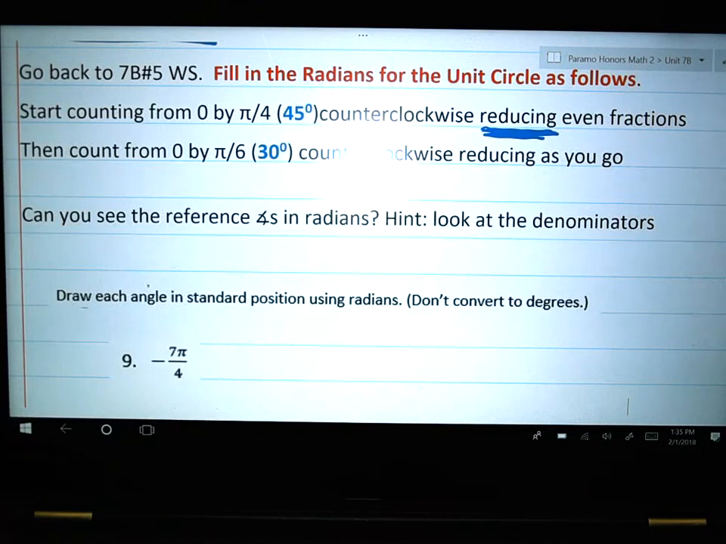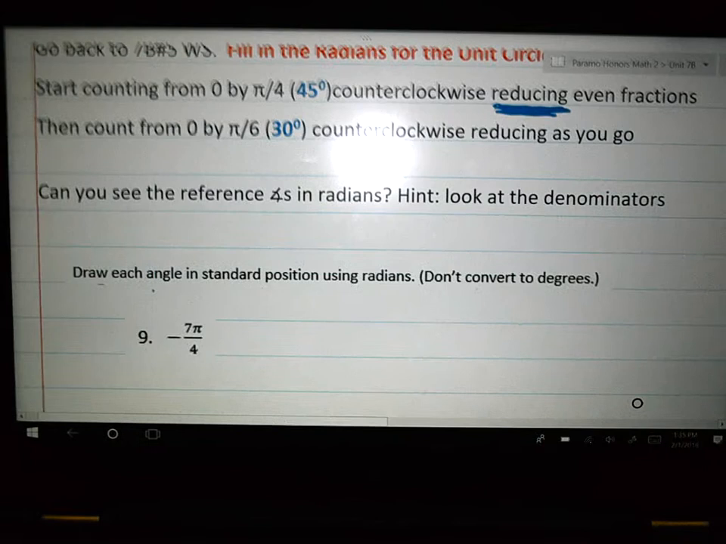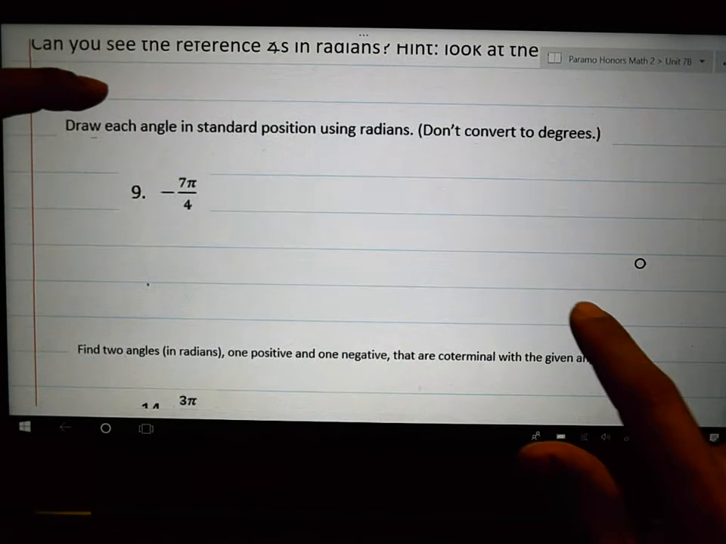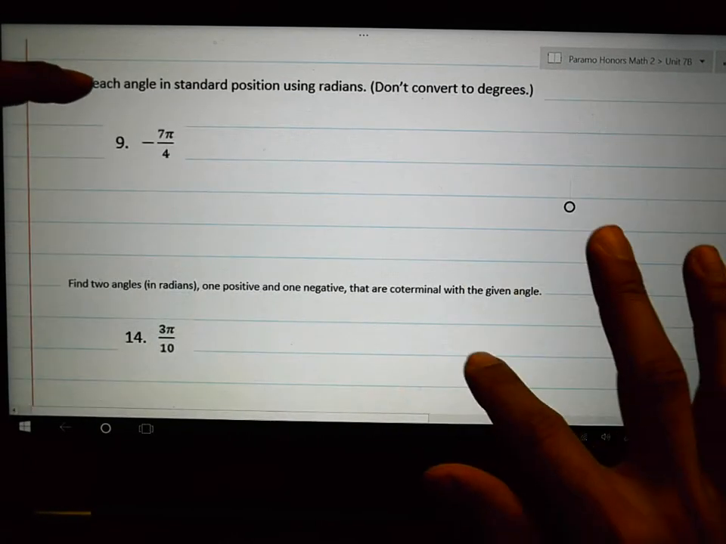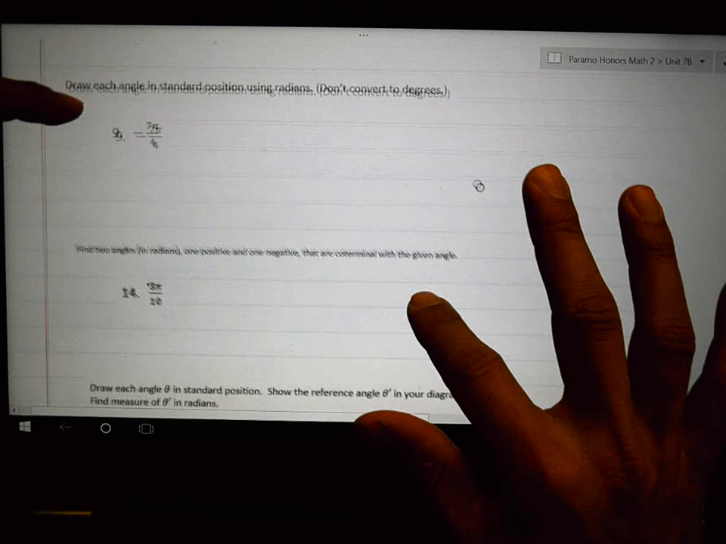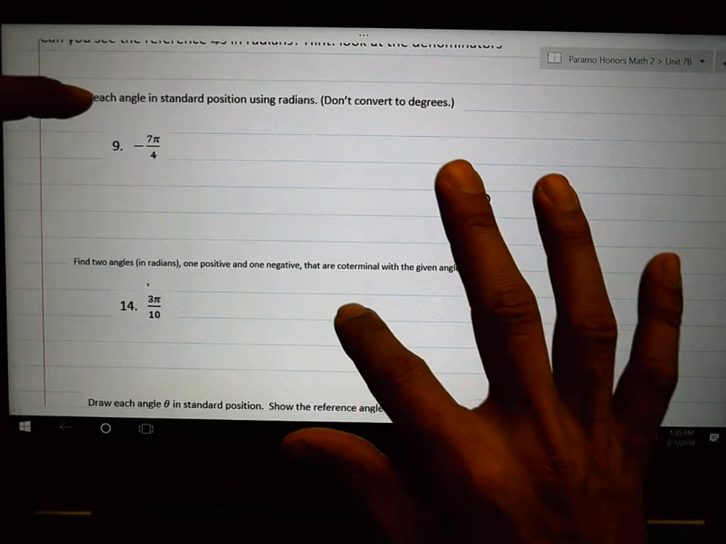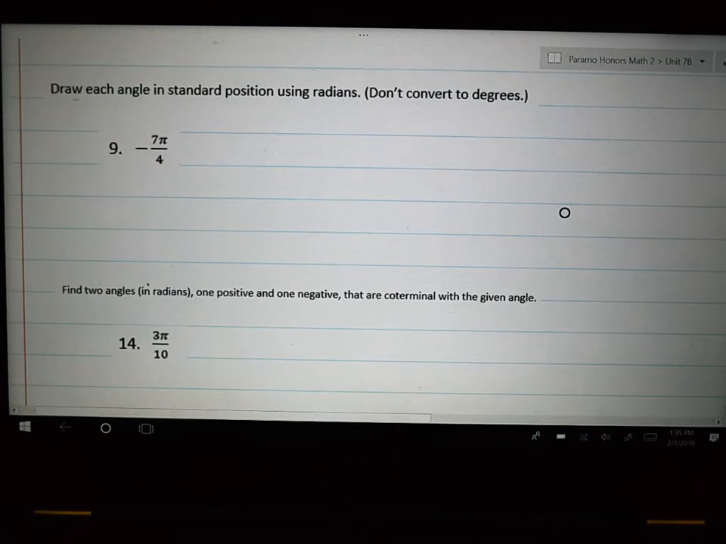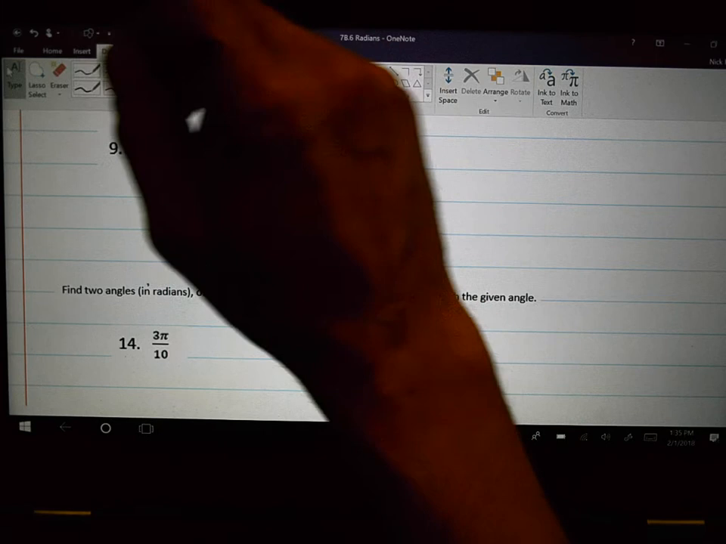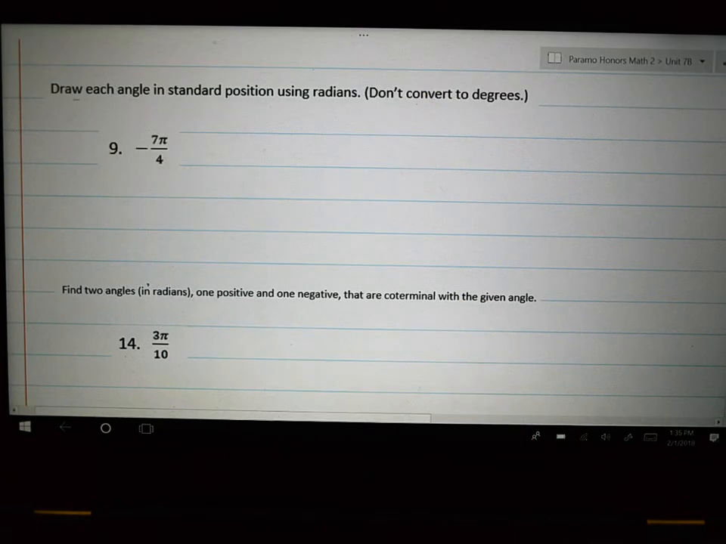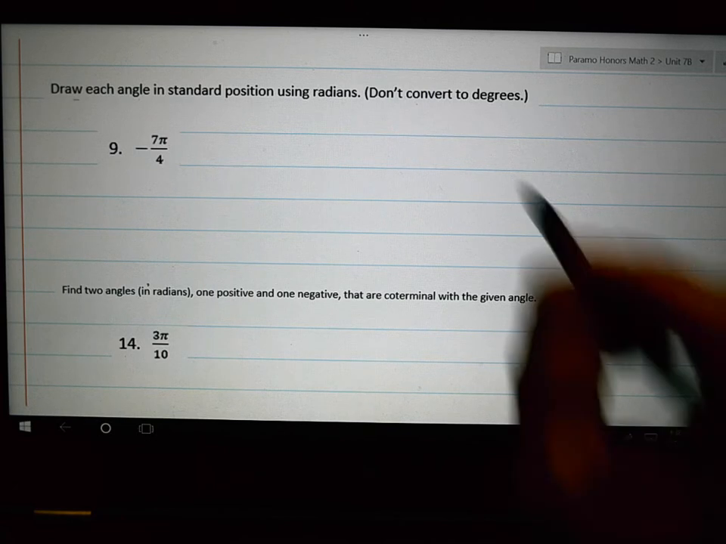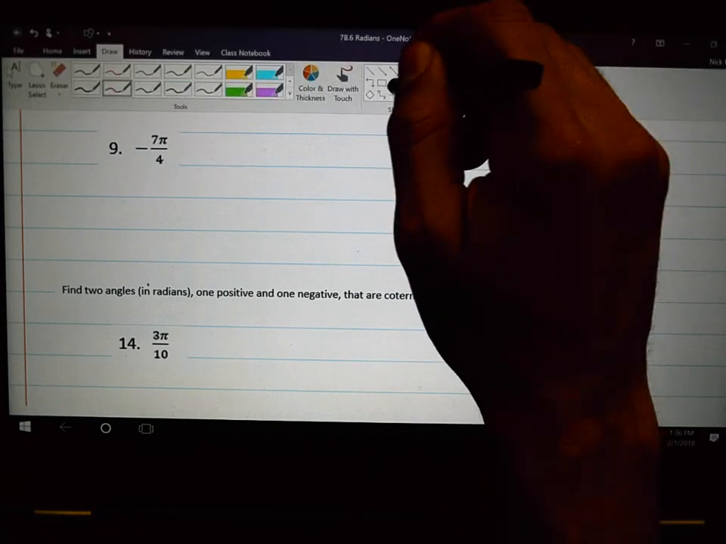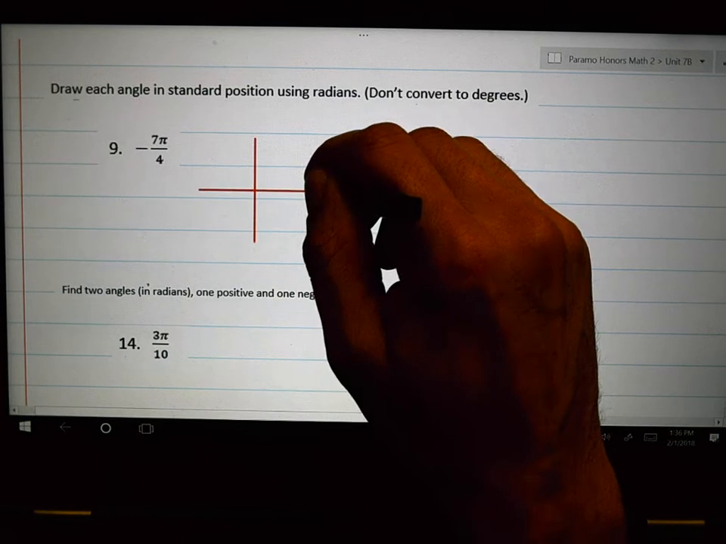Now with that being said, we're going to jump into some examples. If you want to do these in your worksheet while we do them, you're welcome to do so. The first problem I chose for you to do is number 9. It says, draw each angle in standard position using radians. Don't convert to degrees. So the first thing I do is I draw an x and y axis.